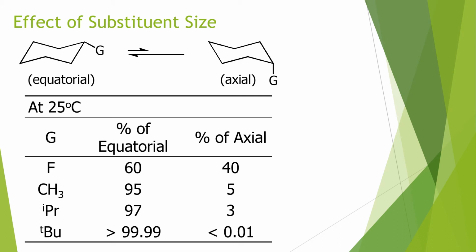Its interactions with the other hydrogen atoms that are axial are going to be minimal. But you size it up to something like methyl, and now the molecule is going to spend 95% of its time in the equatorial position, and the methyl group will only be in the axial position about 5% of the time. And the larger the group gets, so isopropyl and then T-butyl, the less and less time it spends in the axial position. So T-butyl, almost 100% of the time, is going to be in the equatorial position.